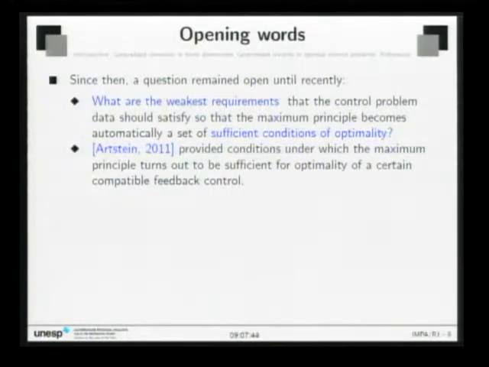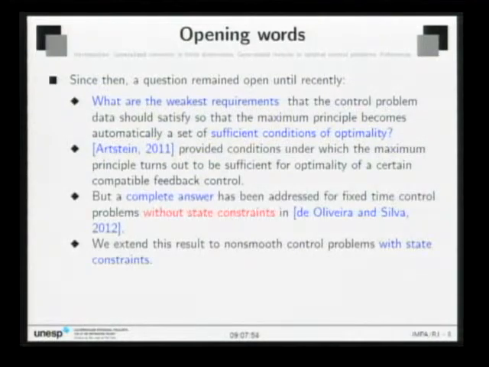where he proved that for a certain compatible feedback control, the maximum principle became a sufficient condition, okay? But a full answer was given by Oliveira and Silva in 2012, published in 2013, for fixed time control problems without state constraints. And here we extend this result for problems with state constraints, okay? This is the purpose of the lecture here.